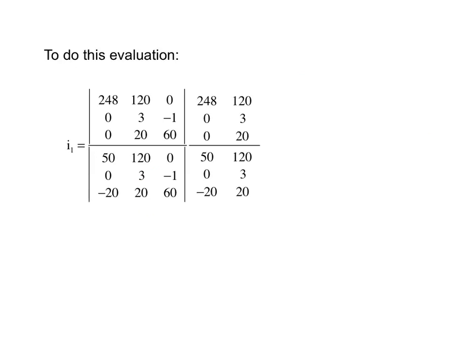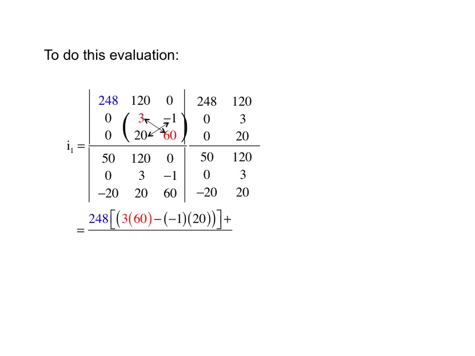So to evaluate a matrix, I always take the first and the second column and I reproduce it over here. You'll see why in a second. The process is to take this variable, 280, and multiply it by the evaluation of this little 2 by 2 matrix. And the way you do that is you take the upper left times the bottom right, which is 3 times 60, minus the upper right times the bottom left, minus 1 times 20.